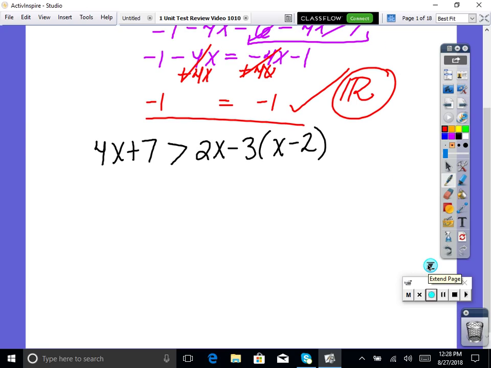So if x doesn't cancel out, you'll have one answer. If x does cancel out, then it's either all real numbers or no solution. If they would have canceled out and we would have got something like -1 equals 2, that's not true. There would be no solution.